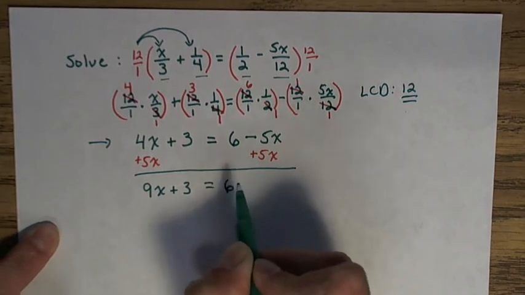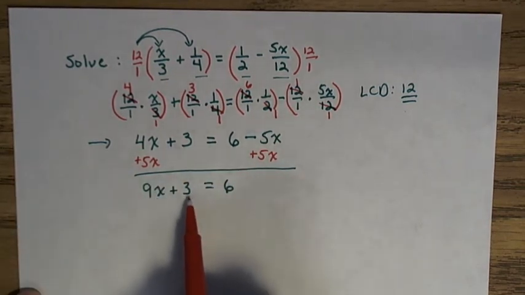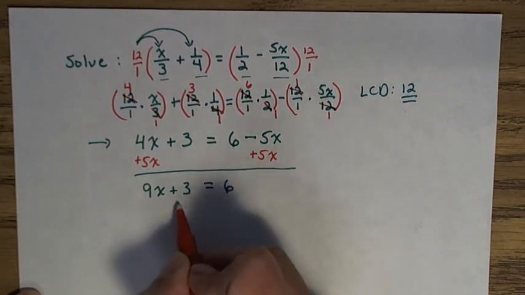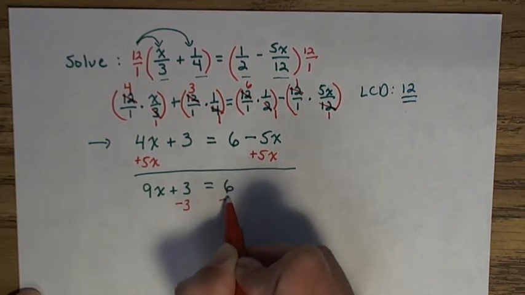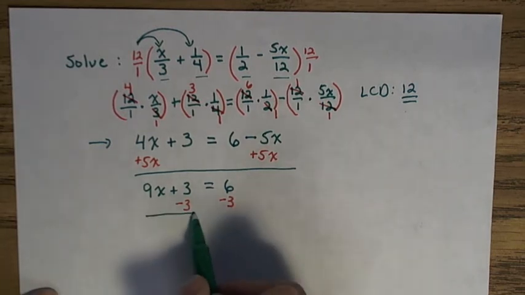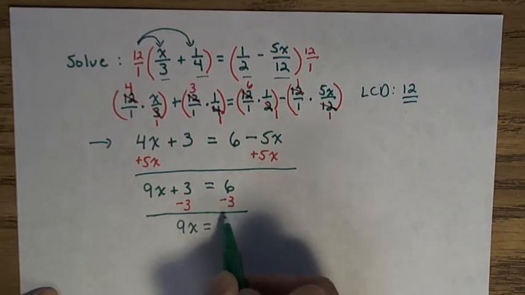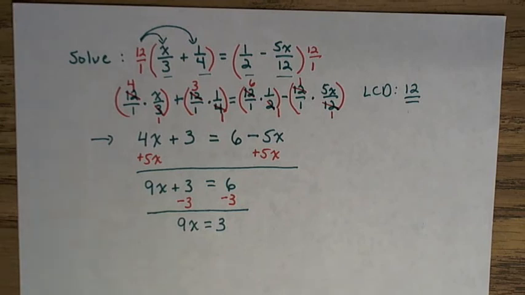Once I have the variable on one side, I want to put the number on the other side. So I subtract 3 from both sides, or add -3. And when I do that, I end up with 9x is equal to 6 minus 3, which is 3.